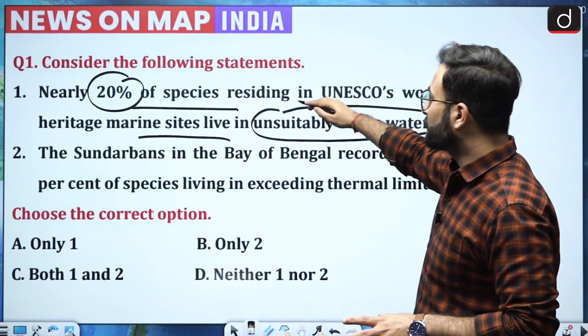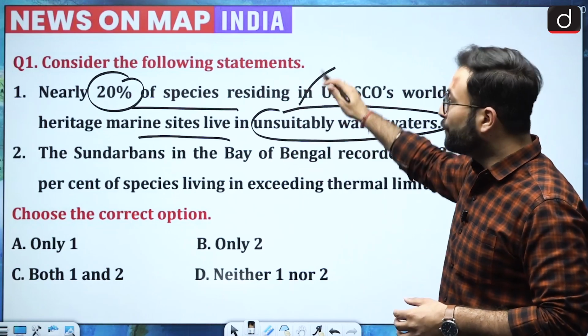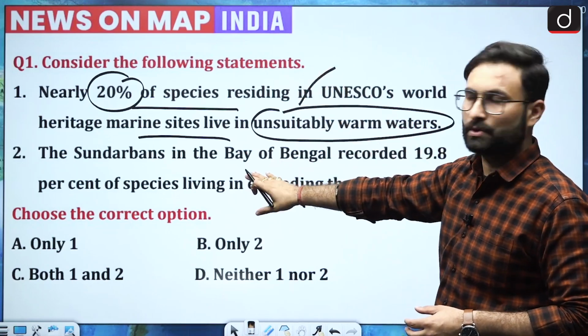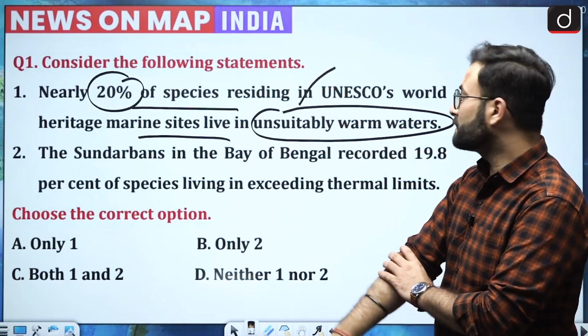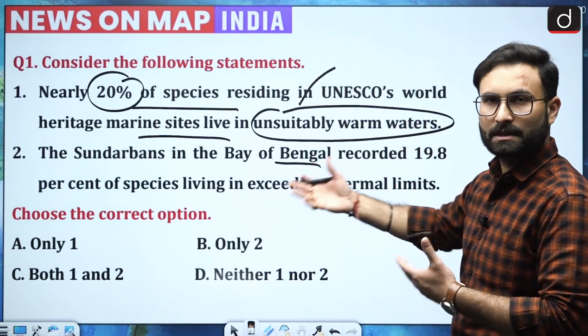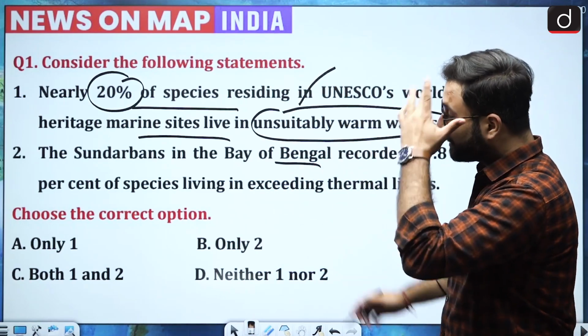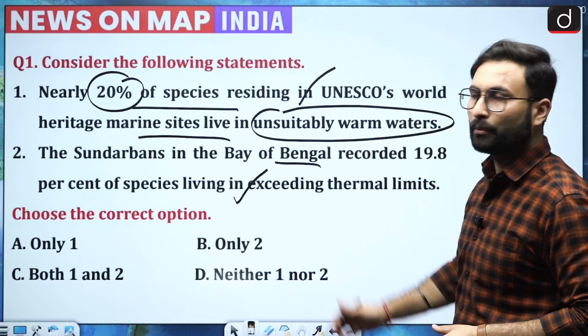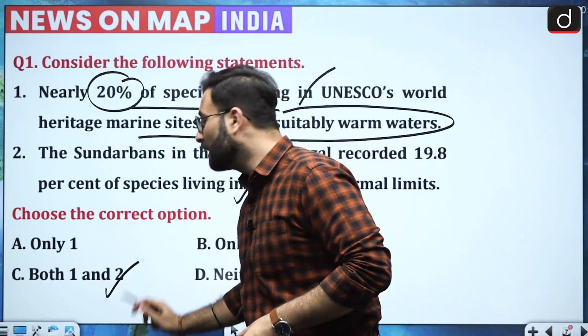So that statement is correct, because that was a recent report, and because of it this particular region was in the news. Then coming to the Sundarbans, that is in the Bay of Bengal, so obviously the location is already revealed. We'll be talking about that. But this statement is also true. So both the statements are true. Option C would be your right answer.